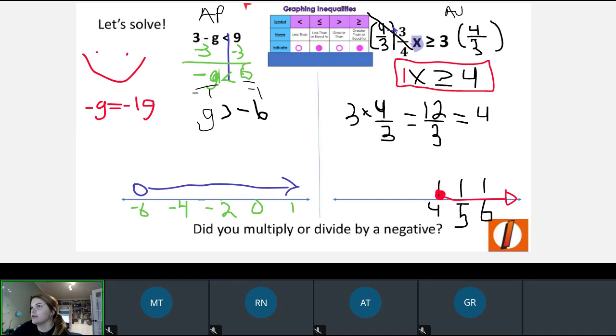And then AJ put her work down here. That's perfect. Thank you. For 3 times 4/3. So again, we multiply straight across the top. 3 times 4 is 12. 1 times 3 is 3. 12 divided by 3 is 4. So then she just put that right back up here. So we want all x values that are greater than or equal to 4. So she put a closed circle at 4, shaded to the right. Very good.